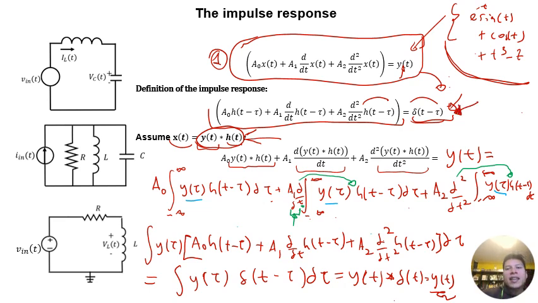So as you can see, if I can find a solution h of t that solves for an input function delta of t, then that would mean that I can just keep using that solution to find the solution due to any input. So that's what's so special about this so-called impulse response.